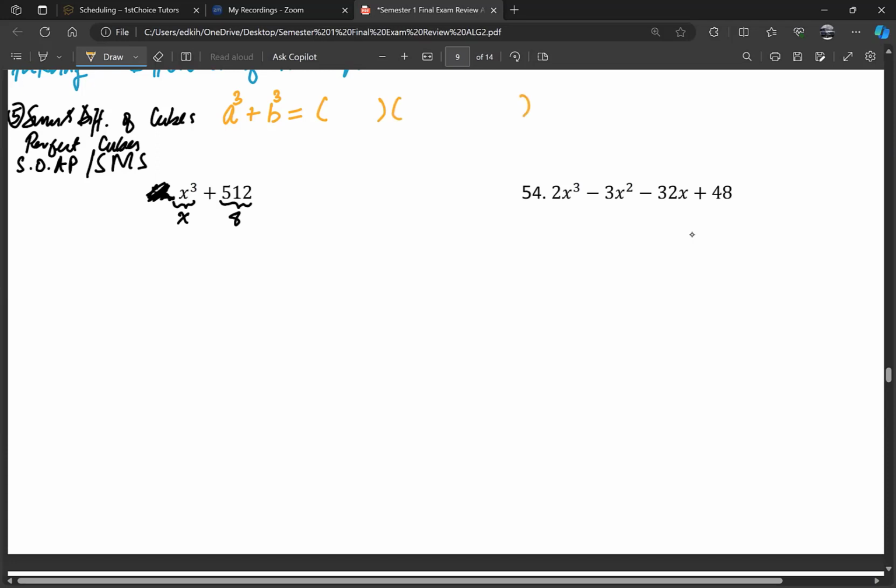Let's talk about the signs. We use SOAP to help us remember the signs that go in those parentheses. S stands for same, O stands for opposite, AP is always positive. So same sign, which means it has to be a plus, opposite, and then always positive. SOAP helps you remember those signs. And then SMS helps you remember the second parenthesis. You have to square, multiply, square.